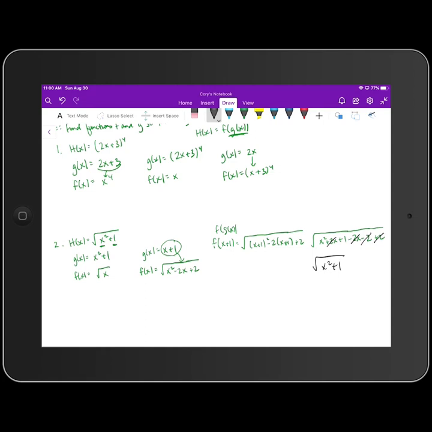Okay, what we did here, I guarantee you're going to have something like that on your Chapter 1 test whenever you take it. So make sure you know how to do an example like that.